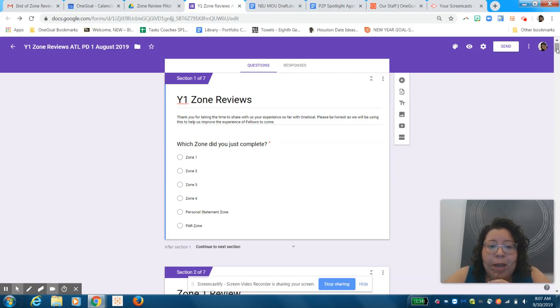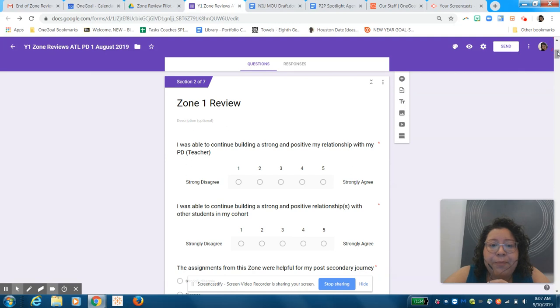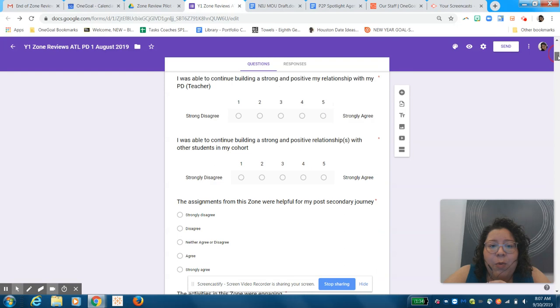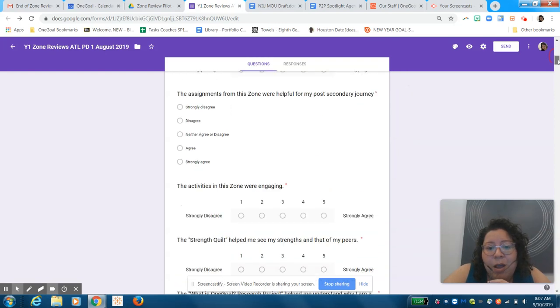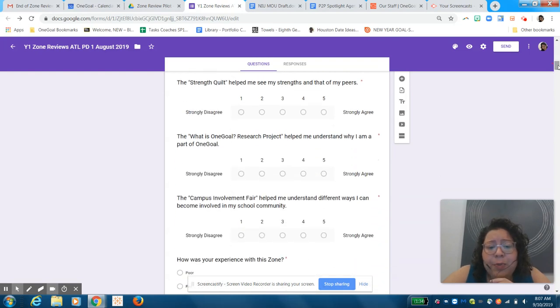And students will come in and just select which zone they're completing it for. It's then programmed to jump to whatever zone review they are completing. Each zone review is pretty similar. They have about 4 questions, I think, that are more general. So relationship with PD, building relationships in general with their cohort. Was this zone helpful, and was it engaging? And then there's a number of specific questions around each zone.